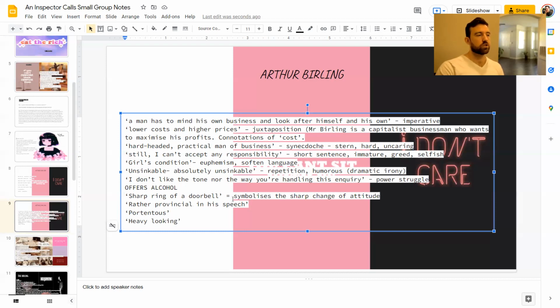Provincial in his speech, I've already said that shows he married up into upper class. So that's a good quote for that. He's portentous and heavy looking. These quotes go together.